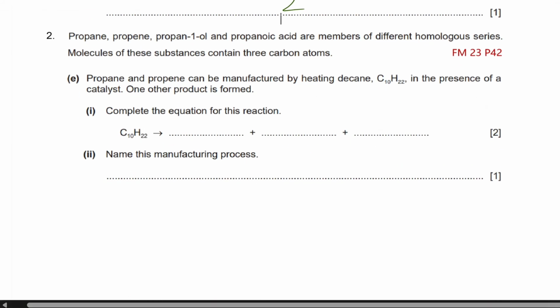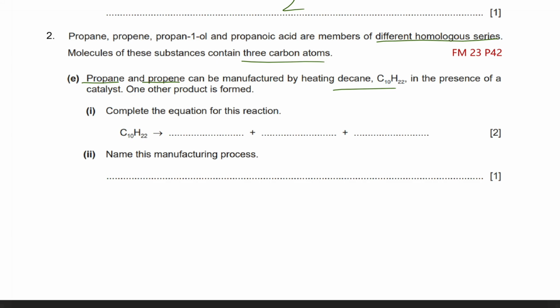Next, propane, propene, propan-1-ol and propanoic acid are members of different homologous series. Molecules of these substances contain 3 carbon atoms. Propane and propene can be manufactured by heating decane in the presence of a catalyst. One other product is formed. Complete the equation for this reaction. So in the question, they have already given 2 products. One is propane, another is propene.